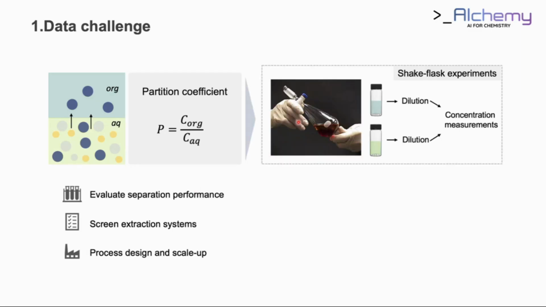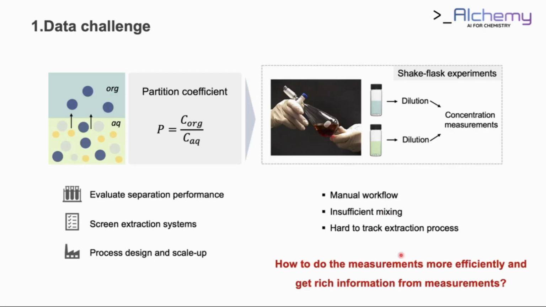However, the current way that we're measuring this is, again, by shake-flask experiments. Most of you have already done this before, and it's quite a tedious workflow with a lot of dilutions, measurements, taking samples from each phase and repeating that again and again. Sometimes we don't have efficient mixing, so that will generate some errors. Also, if we want to know what happened during the extraction process, that's very challenging because we need to repeatedly take samples from that. So the question for us here is, how could we measure this partition coefficient quite efficiently, and how could we possibly get some rich information from these measurements?